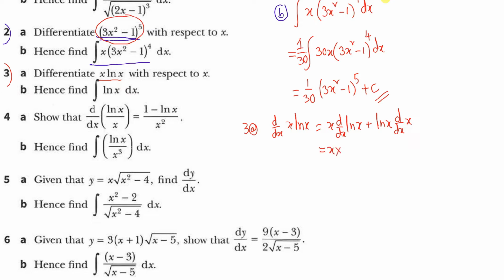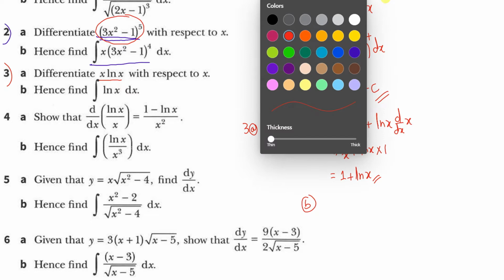x into the differentiation of ln x, which is 1/x, plus ln x, and the differentiation of x is 1, we know. So finally we got 1 plus ln x, and that would be the answer for the first part. Then part b is written here. Let me go for b. I'm going to change the color again.